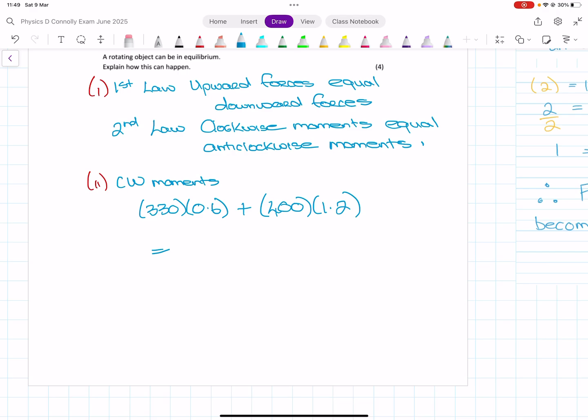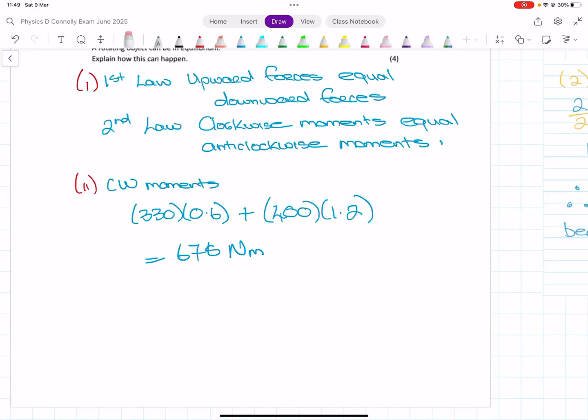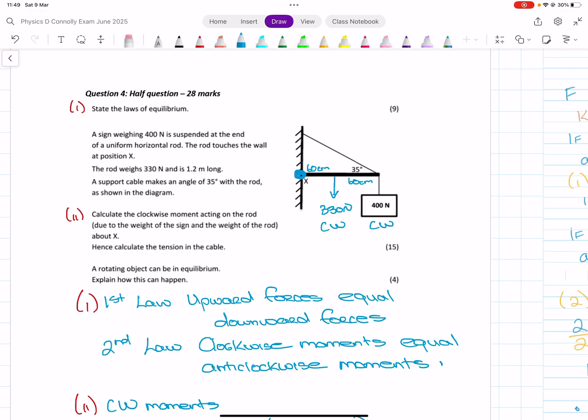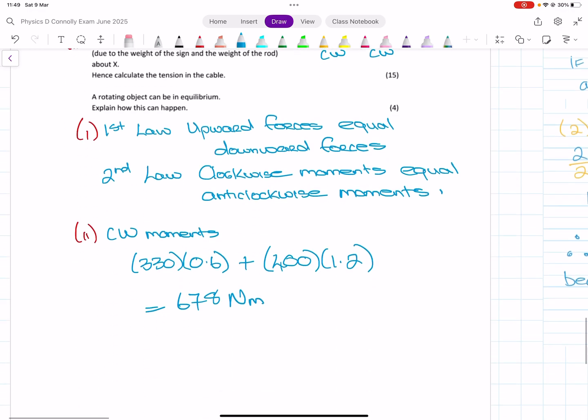So if we figure that out, 330 by 0.6 plus 400 by 1.2, I get 678 for the clockwise moments. That is moments, so newton meters. Hence, calculate the tension in the cable.